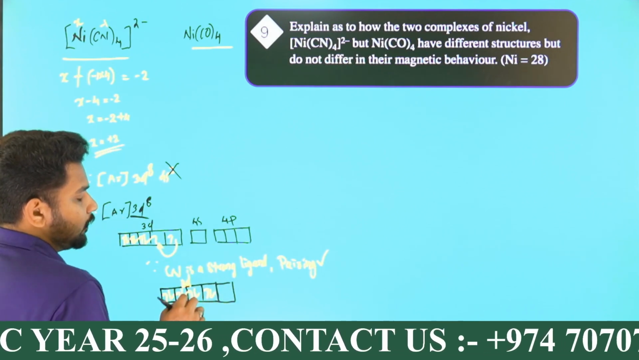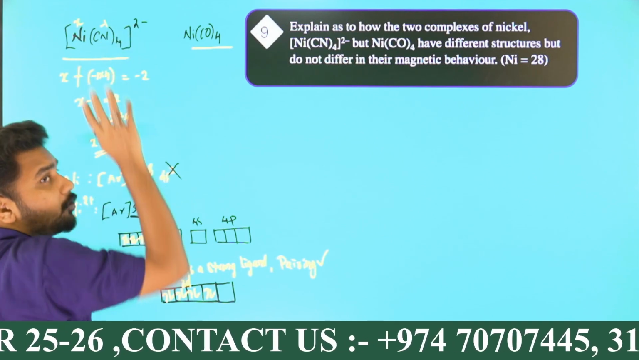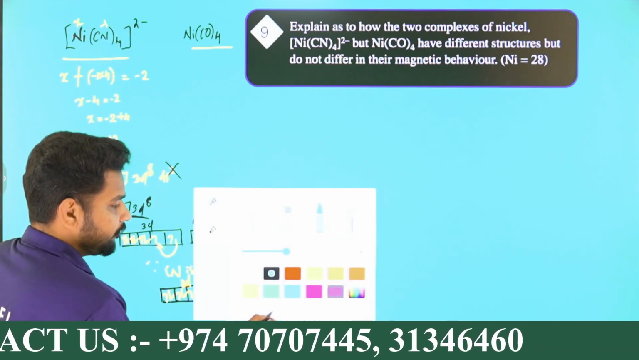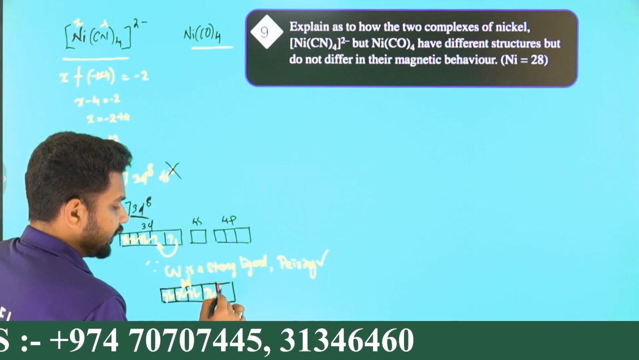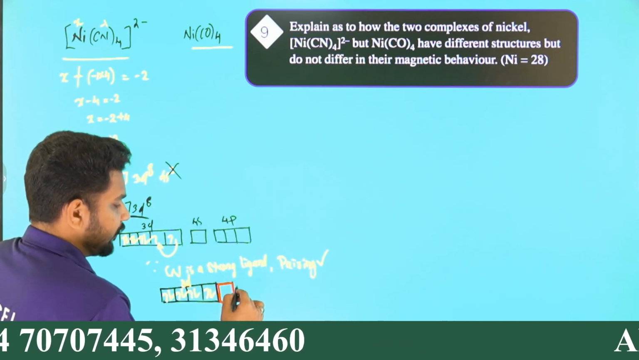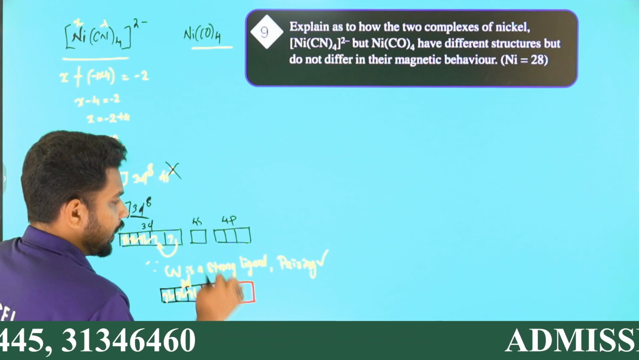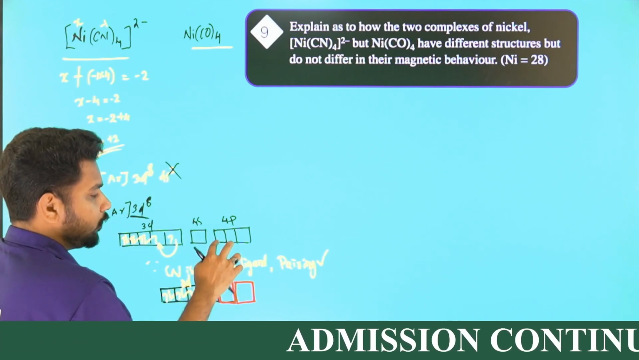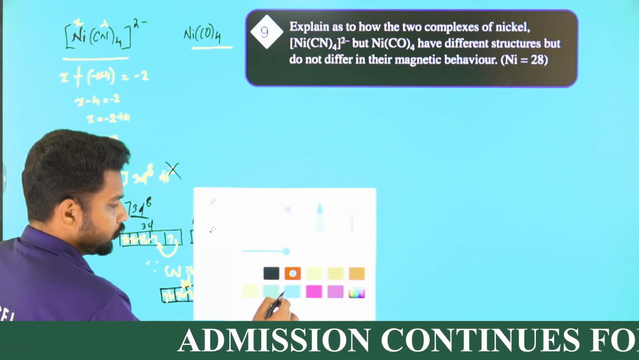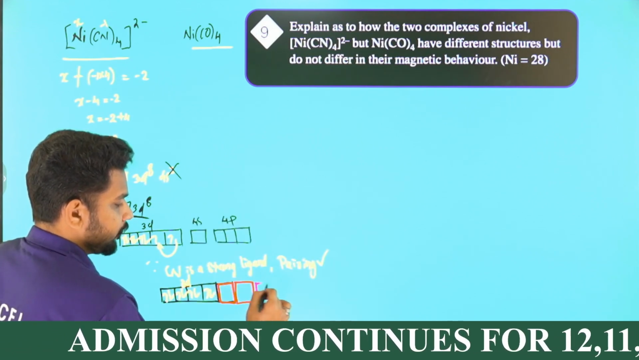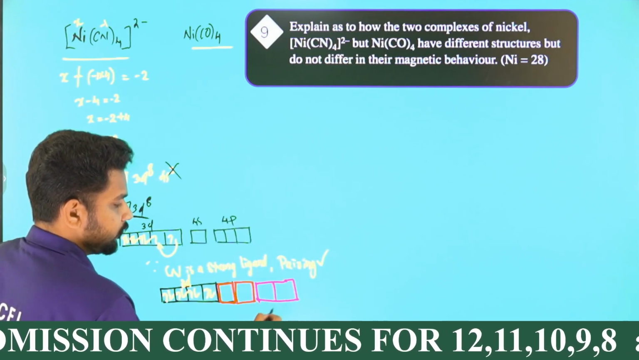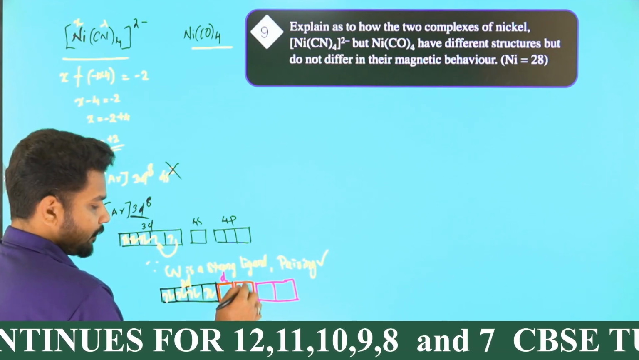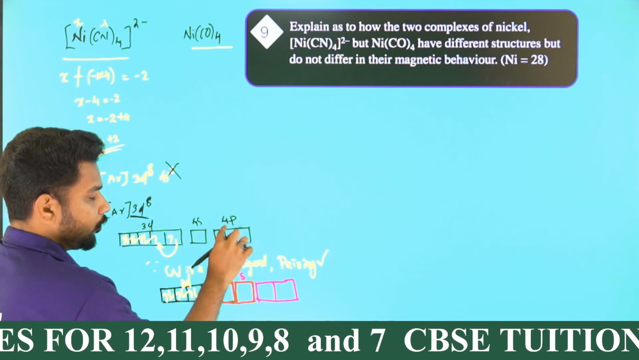And you know how many ligands are there? 4 ligands are there. So we need four vacant orbitals. One we will take from 3d and one from 4s, so 2 are there. 2 more we need, so 2 orbitals you can take from 4p. So one from d, another from s, and 2 orbitals from p.